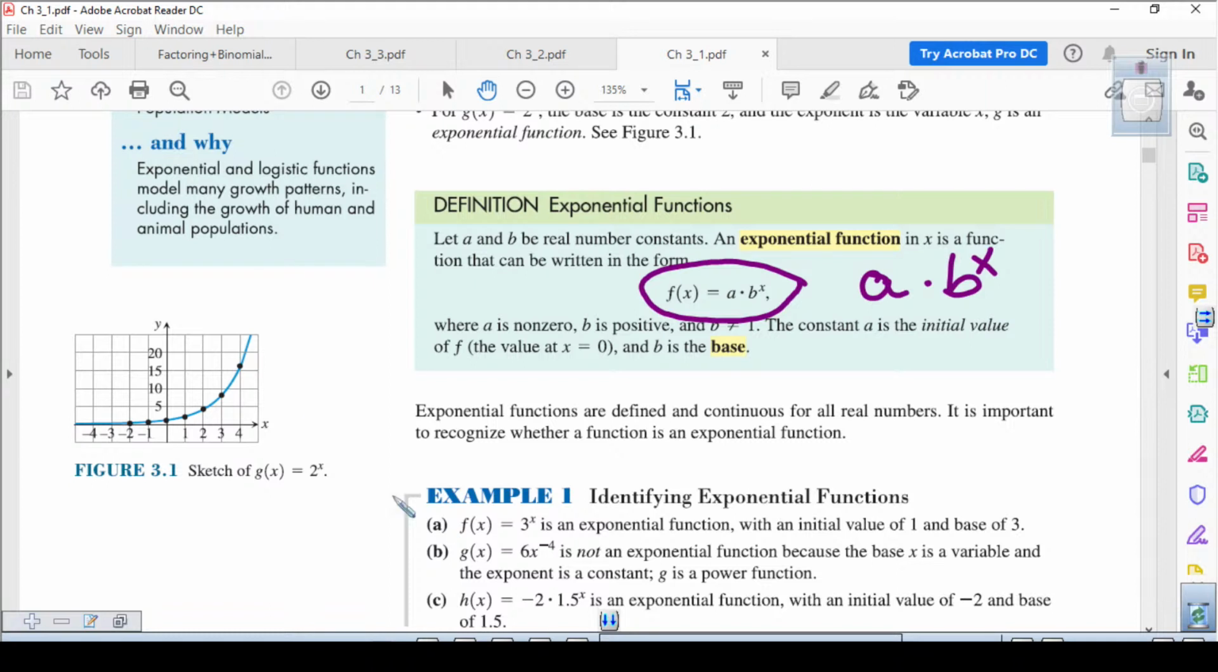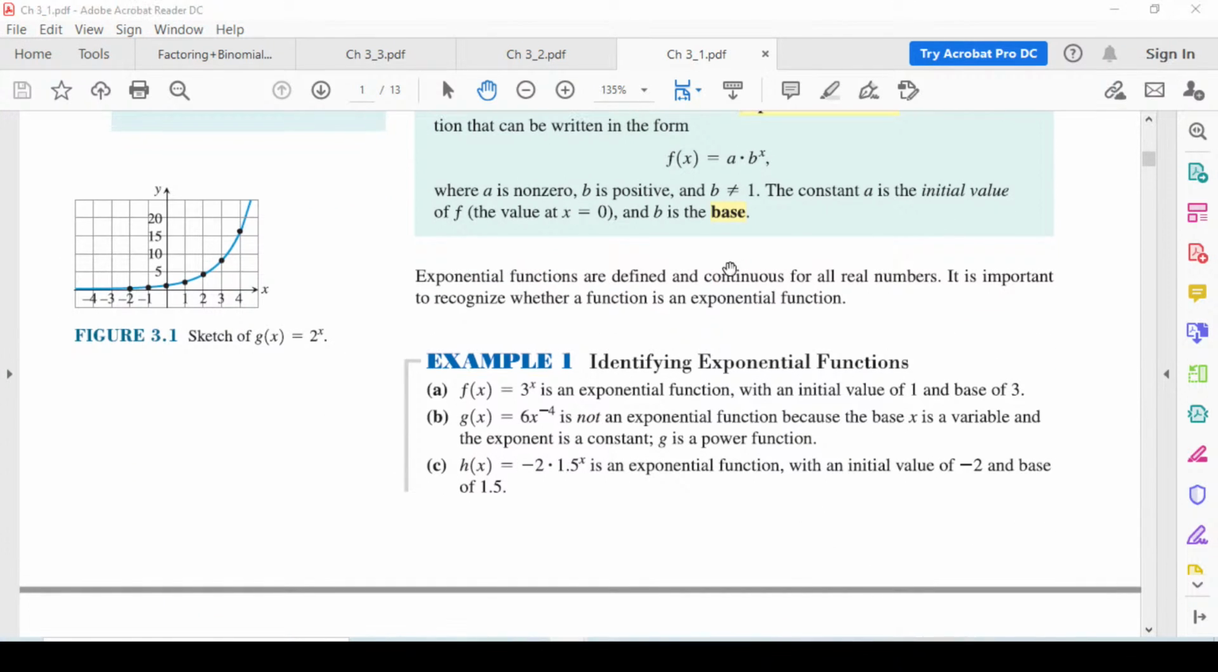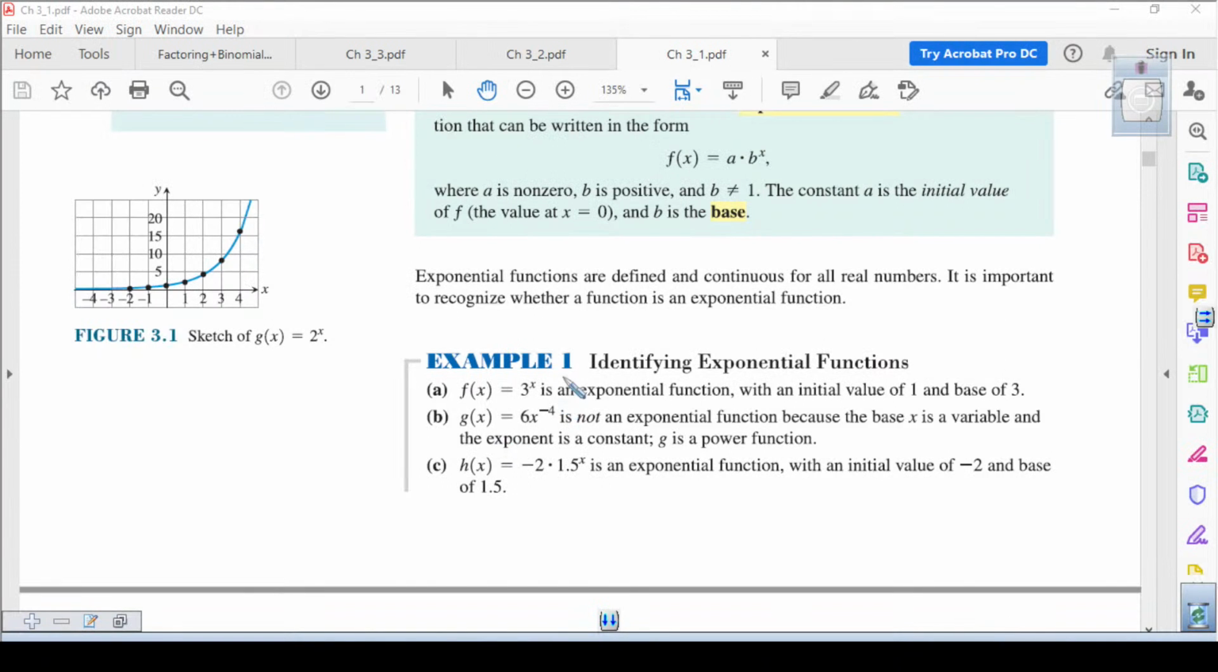So let's take a look here. What is and what is not an exponential function? First of all, 3 to the x is an exponential because I have an x as an exponent. Keep that in mind. X as an exponent is the key to an exponential function. How about this one here? 6x to the -4. Is this exponential? The answer is no. To be exponential, you have to have x as an exponent. This is not the case here. You have -4 as an exponent.